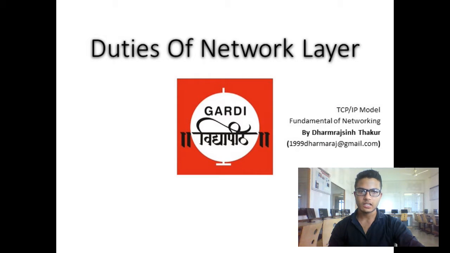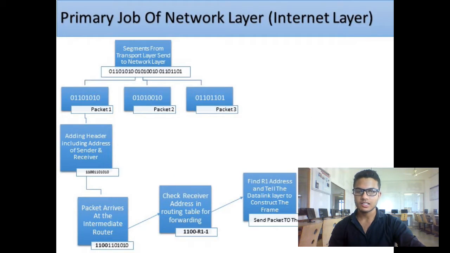Today I will explain what the major duties of the network layer in the TCP/IP model are. Let us understand the major working flow of the network layer. First of all, the network layer receives segments from the transport layer, then creates packets, then adds a header including the sender and receiver address. Now routing and forwarding will be done between routers.